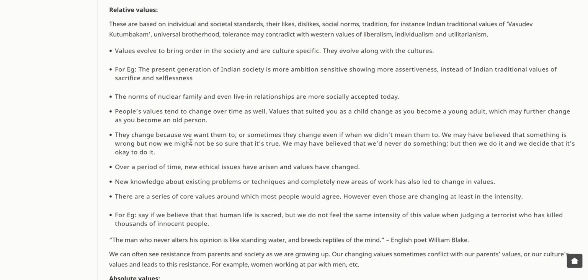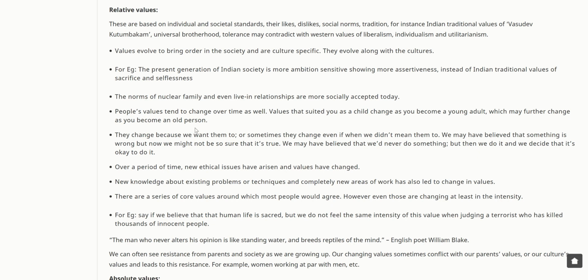People's values tend to change over time as well. Values that suited you as a child change as you become a young adult, which may further change as you become an old person. They change because we want them to, or sometimes they change even if we didn't mean them to. We may have believed that something is wrong, but now we might not be so sure that it's true.